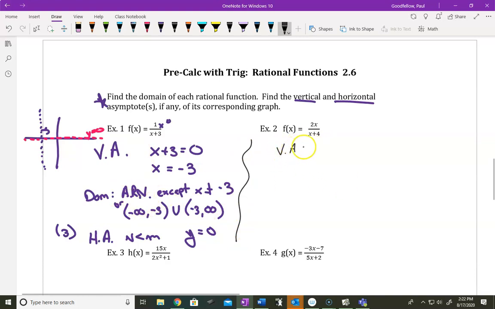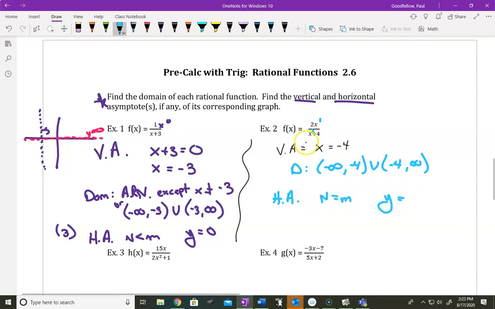Vertical asymptote is going to be x is equal to -4, stating that this will end up determining the domain. I'm going to put a D here so that it makes more sense. And the domain would be from -infinity to -4 unioned with -4 to infinity. And I just like set notation because it makes a little bit more sense just trying to connect all the individual dots in terms of the domain. Horizontal asymptote, in this particular case, power of 1, power of 1. We're sitting in an n is equal to m scenario, so y would be a over b, and that would be 2 over 1, which would be just 2.